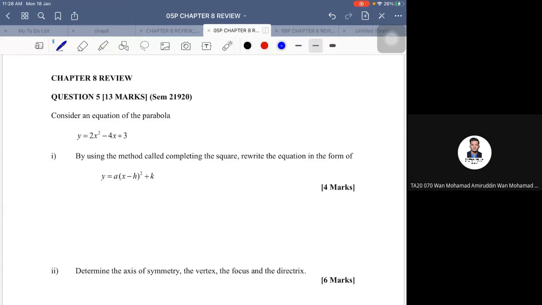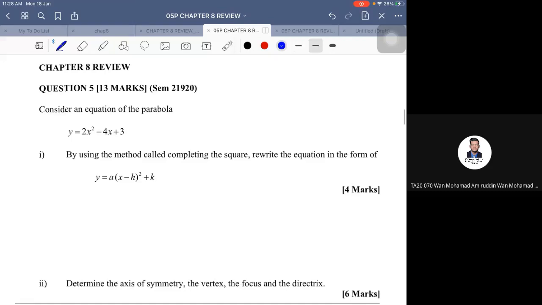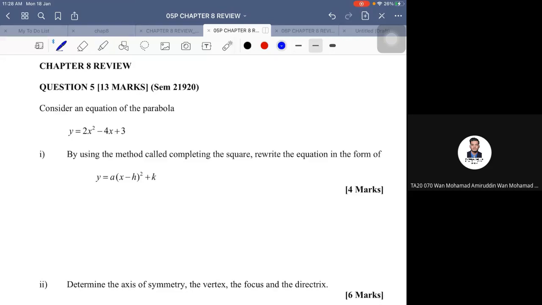So dia kata kat sini, consider an equation of a parabola. So kita ada parabola. So equation dia adalah y sama dengan 2x square tolak 4x tambah 3. So dia kata by using the method called completing the square, kita kena buat completing the square. So we are supposed to rewrite the equation dalam bentuk y sama dengan a darab x tolak h square tambah dengan k, supaya kita boleh identify apa dia nilai a, h dengan k.